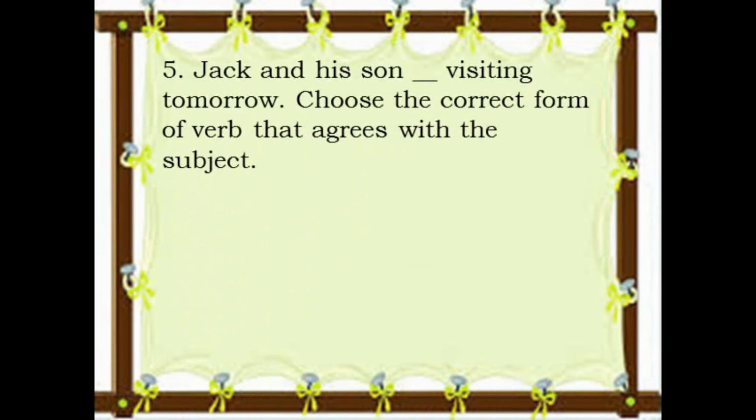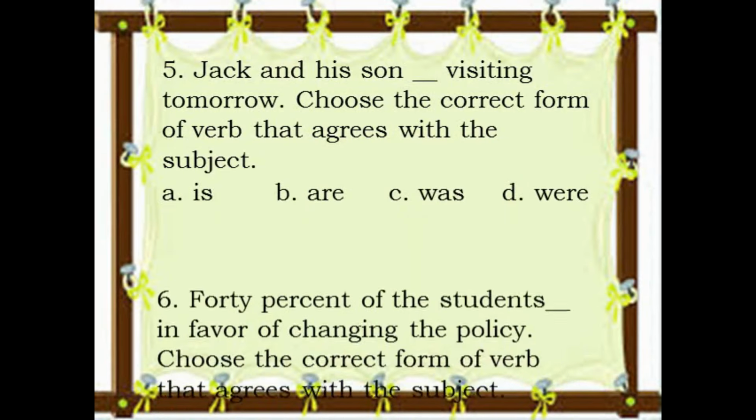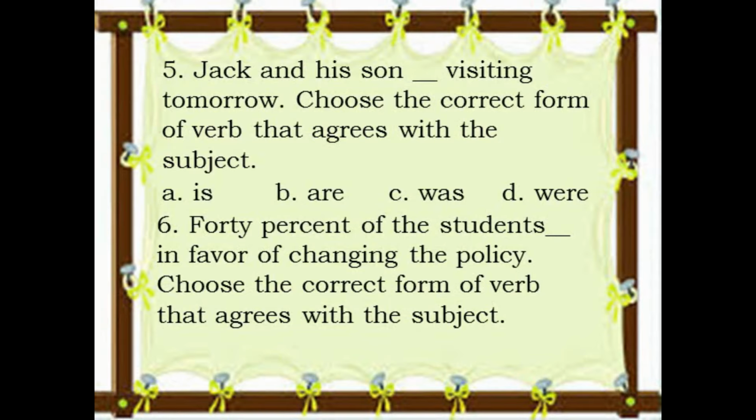Number 5. Jack and his son blank visiting tomorrow. Choose the correct form of verb that agrees with the subject. A. Is. B. Are. C. Was. D. Where.